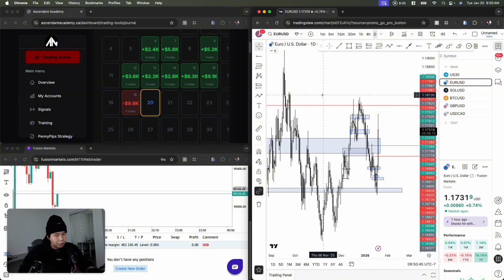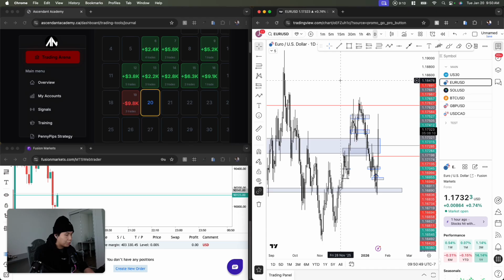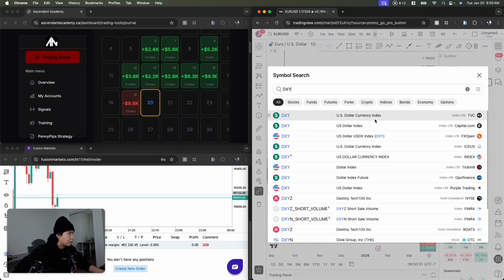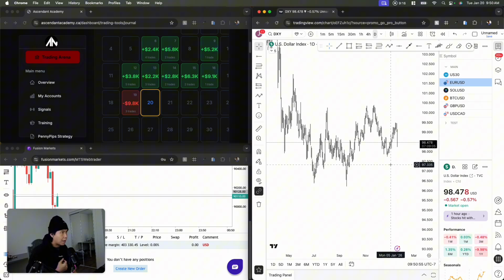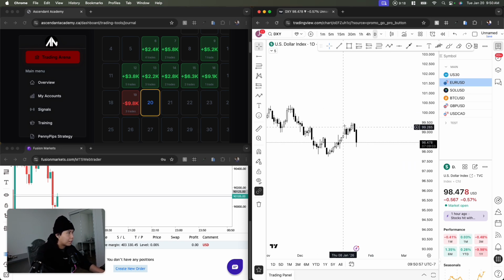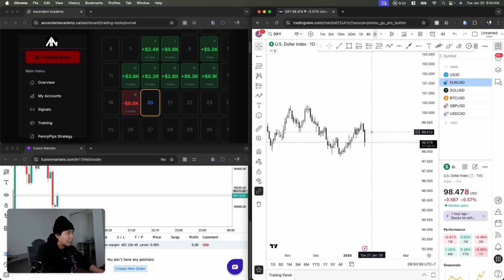So that means that if we go into the US dollar index, I can almost guarantee you that it's absolutely tanking. And a lot of people get mad at Trump for doing this. Like, clearly, he's tanking the US dollar.